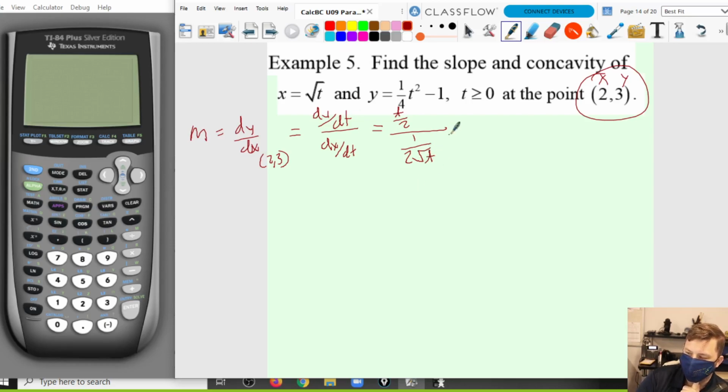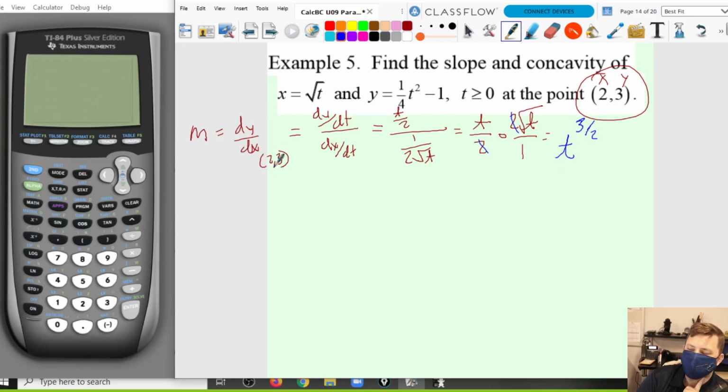That looks super gross. So I'm going to rewrite that as t over 2 times the reciprocal, 2 square root of t over 1. Those 2's cancel out, and we're left with t. This is like t times t to the 1/2 power. It's actually t to the 3/2 power. I like doing cursive t's. So that's my slope formula, dy/dx.